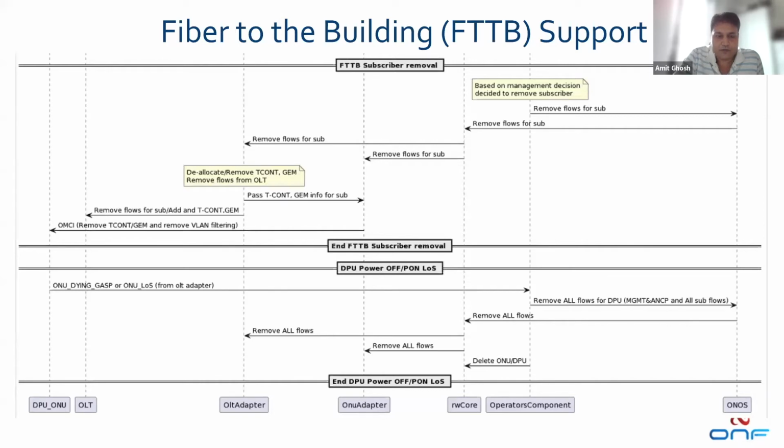The DPU power off use case gets triggered pretty much like the FTTH ONU: whenever there is a dying gasp or an ONU LOS coming into the operator's component, it could use that as a trigger to ask the ONOS OLT app to remove all the flows for a particular DPU, which would include both the management as well as the subscriber flows. And then this application could ask VOLTHA to delete that ONU device, and then everything gets cleaned up.